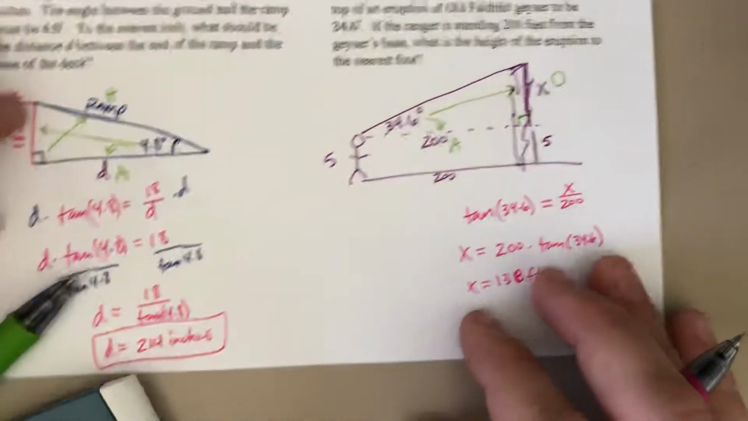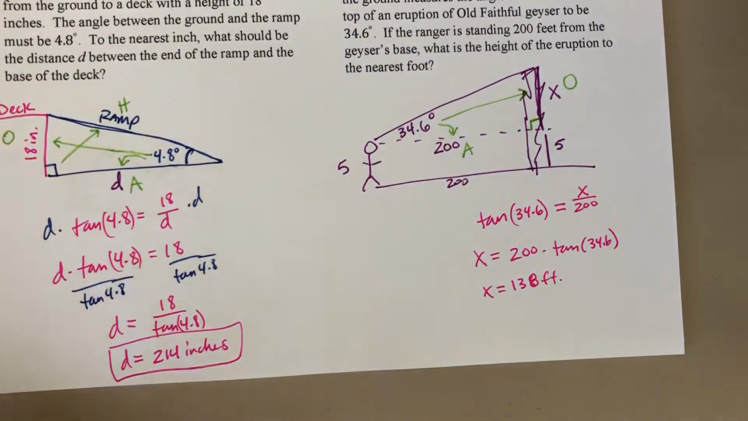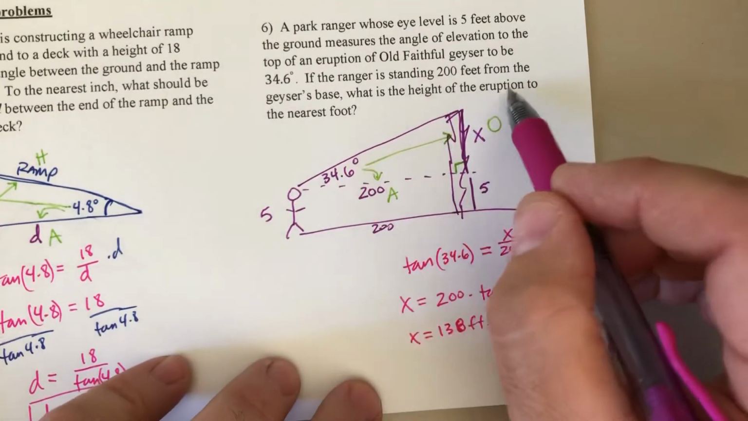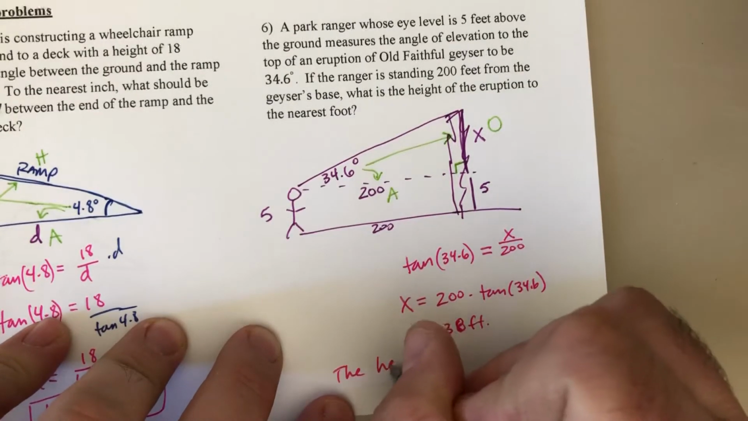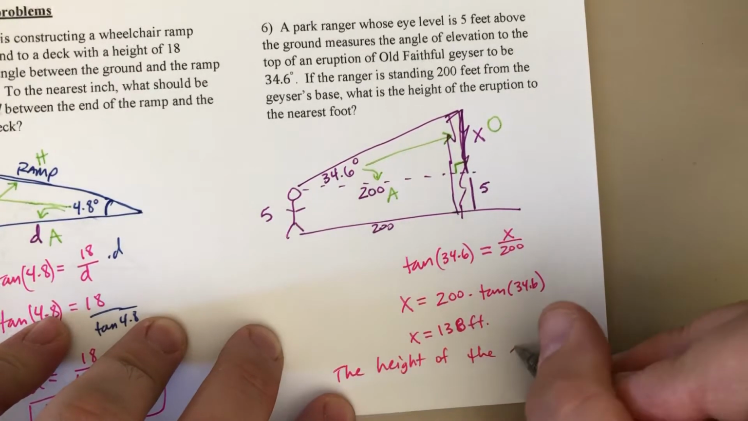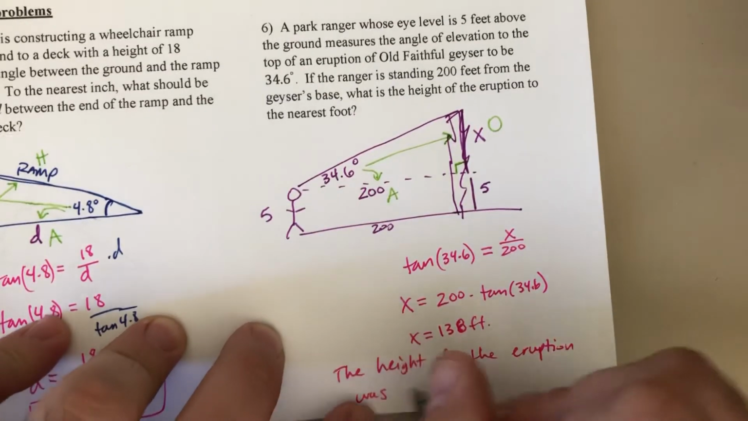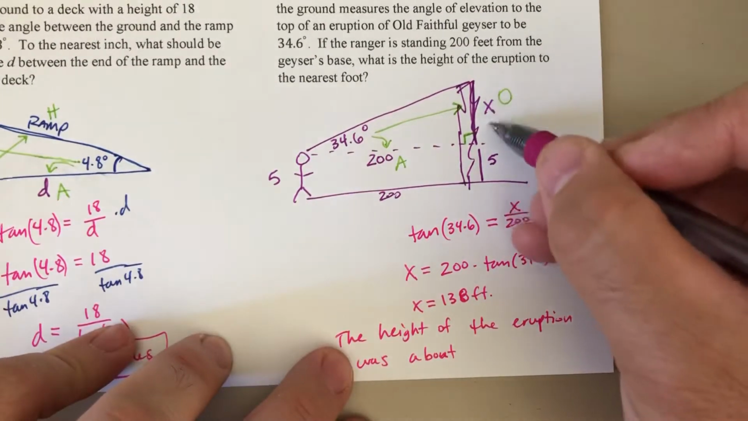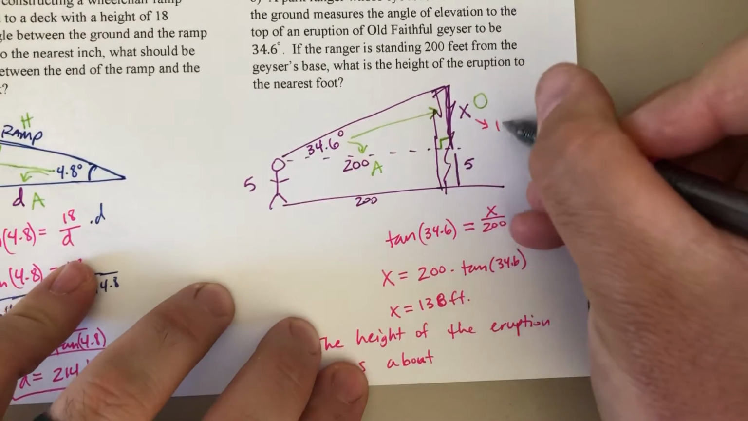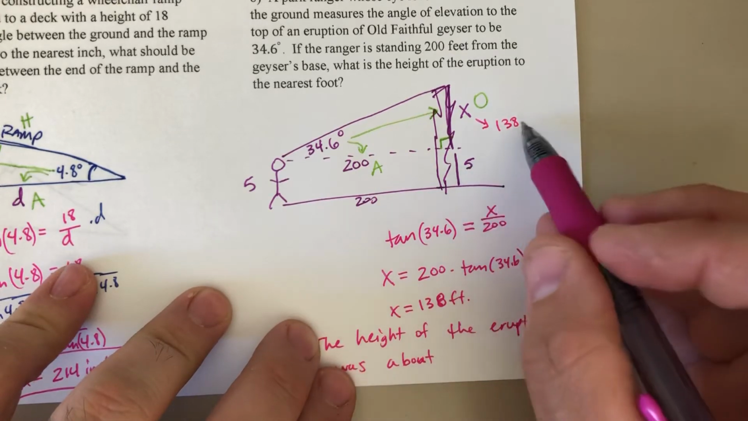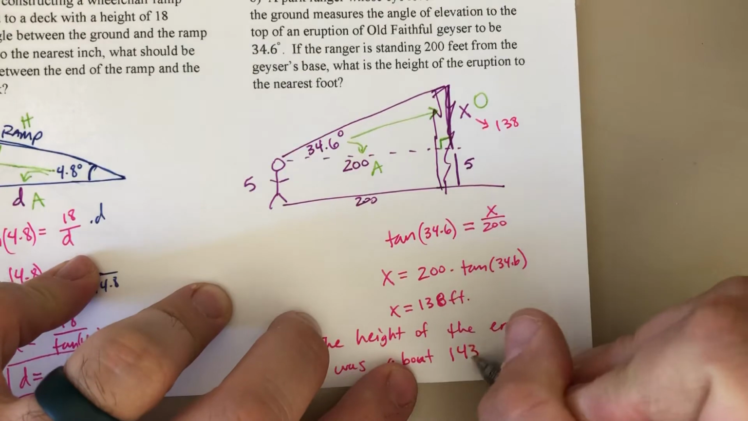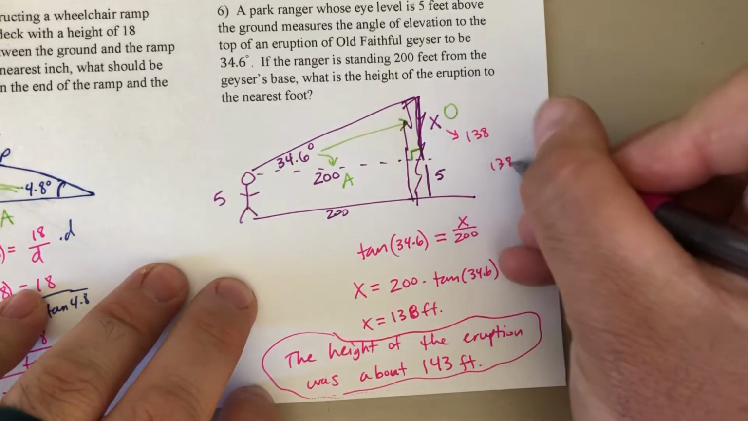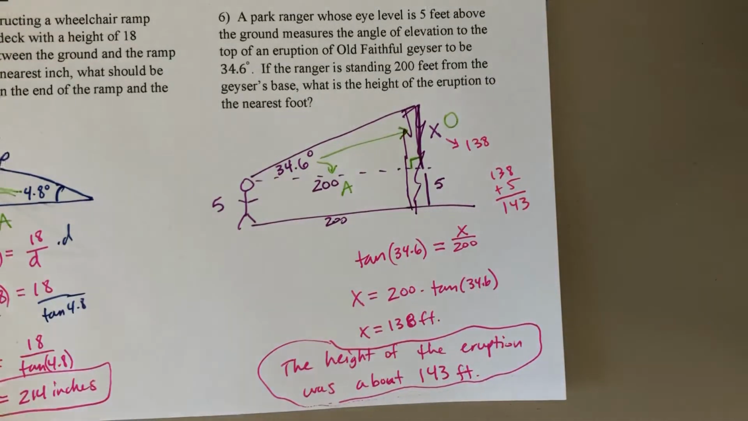Now, I didn't do a last word problem because I was worried about time, but it is good form to answer a word problem with a sentence. You were asked a question, so answer that question. What is the height of the eruption to the nearest foot? The height of the eruption was about, and I almost did it. Remember what we're supposed to do with this, though? This is the 138 feet right here. I'm glad I caught myself before I finished. That's 138 feet, but we have to add 5 to that. So 138 plus 5 is 143 feet. There we go. Glad I caught it before it's too late.